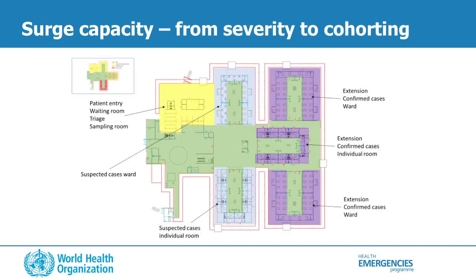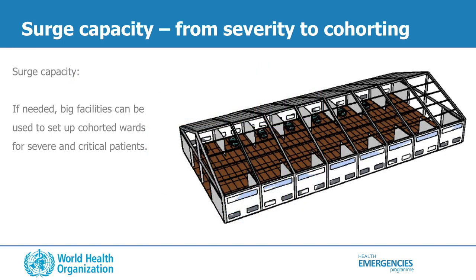A severe acute respiratory infection treatment center flexibility and extension plan should be an integral part of the surge capacity, moving from a severity categorization to a cohorting approach as well, enabled to quickly respond to changing transmission dynamics and increase the total bed capacity. If needed, big facilities can be used to set up cohorted wards for severe and critical patients. Existing buildings can be repurposed and prefabricated facilities adapted to meet the minimum requirements in order to use them as SARI treatment center.